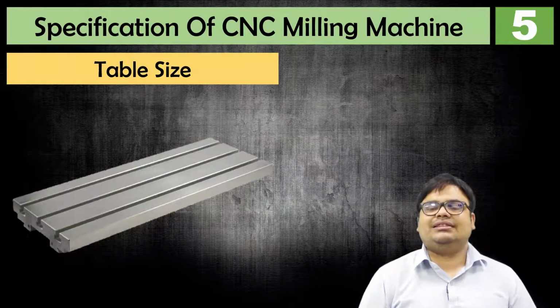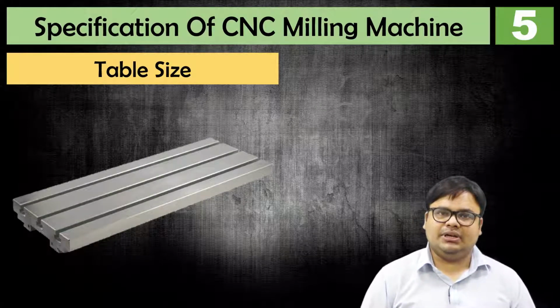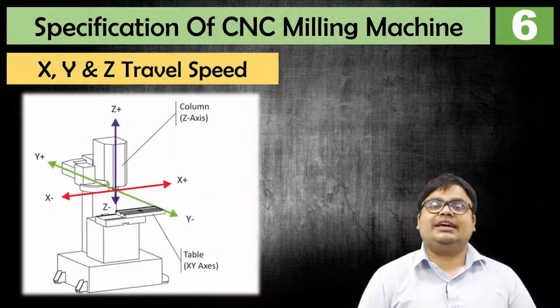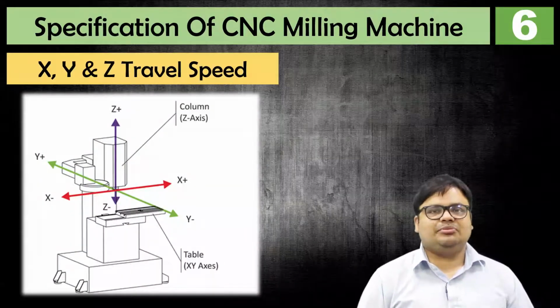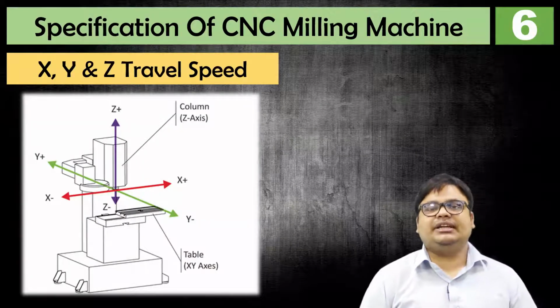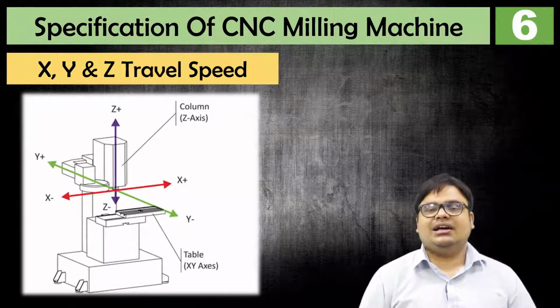Mostly it is the length and the width of the table. Then moving on to the next one. Next again it is XYZ, but here it is the travel speed. So travel speed means the feed rate, meaning per minute at what speed it advances in the axis.